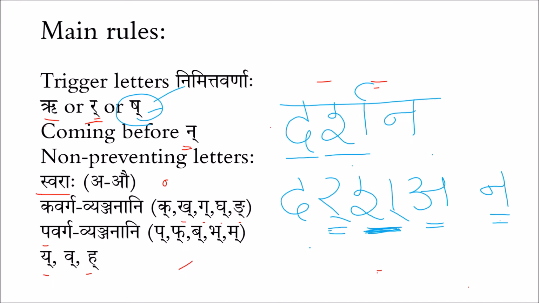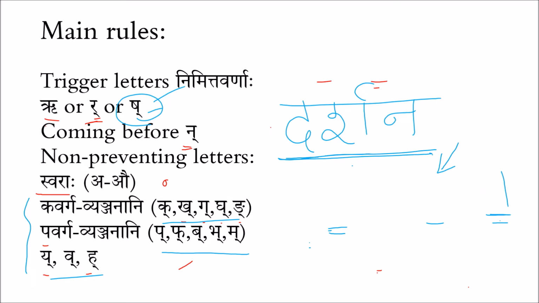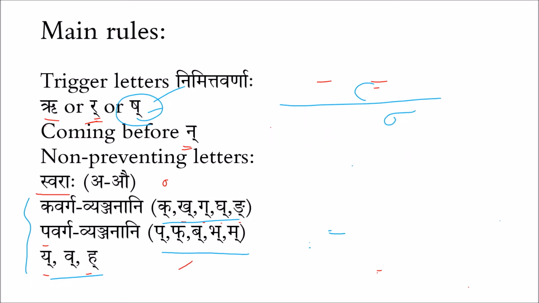The vowel will not prevent changing na to Ṇa, but there is one more letter here which is sh. This will prevent, because this is not in any of these, like ka, kha, ga, gha, nga, or pa, pha, ba, bha, ma, or ya, va, ha. So this is a different consonant. So this will prevent the changing of na to Ṇa, and this will remain as darshana. So that is about na changing to Ṇa or not.